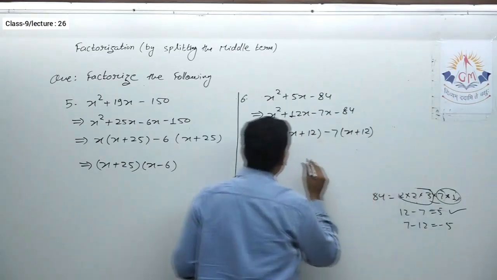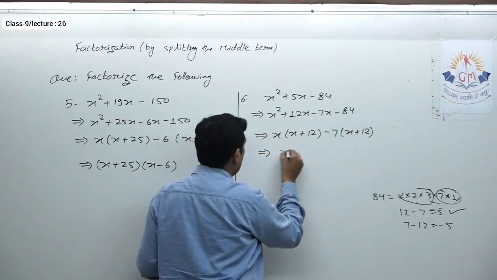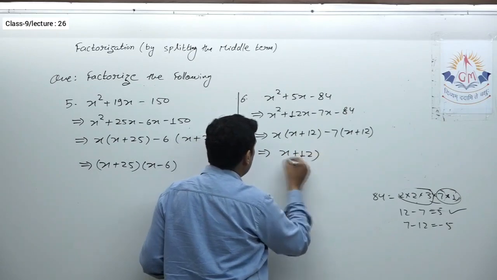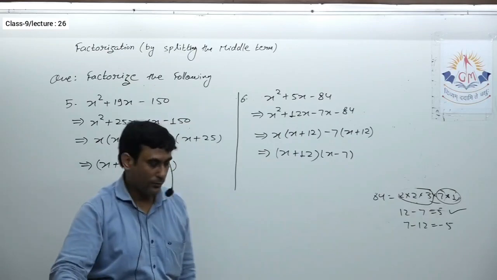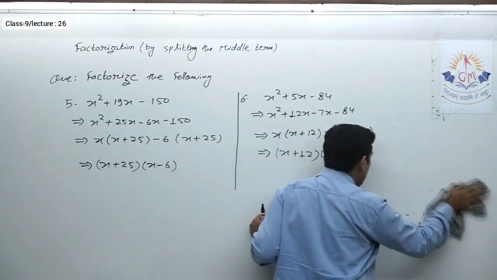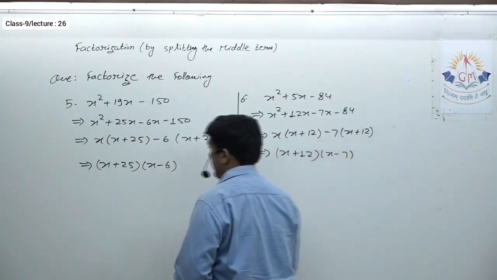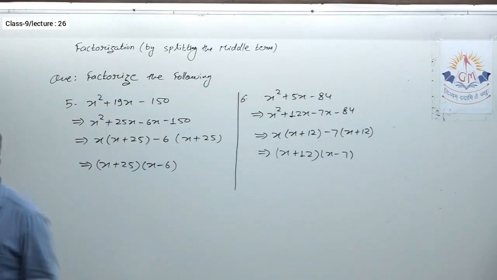Now it is almost done. From these two I will take x plus 12 common, so I am left with x minus 7. So these are the factors of this expression. Please note it down, then we'll see the next question.